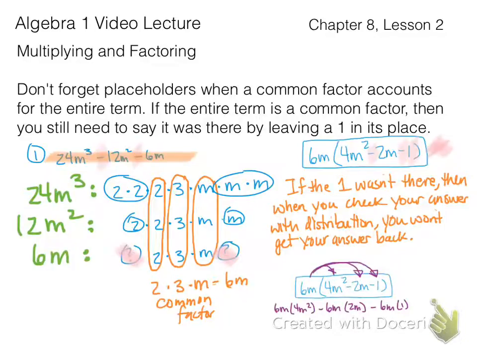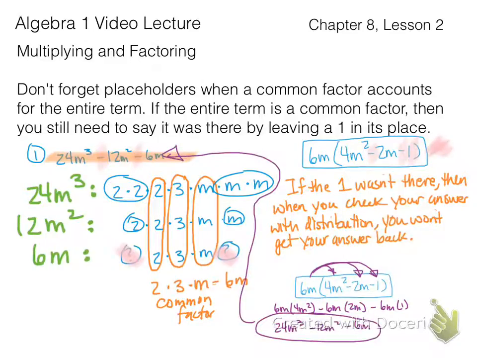So again, distribute real quick. I'm just showing you that it works. All right, so again, you need that placeholder because without that placeholder, you're only going to have 2 terms, not 3, and the original problem had 3.